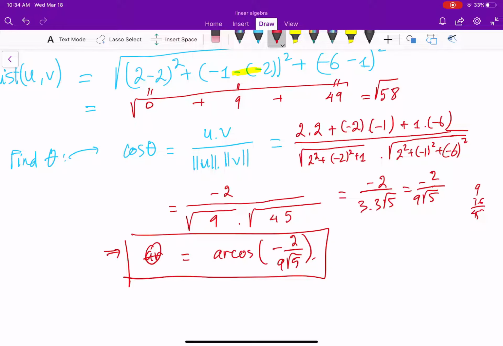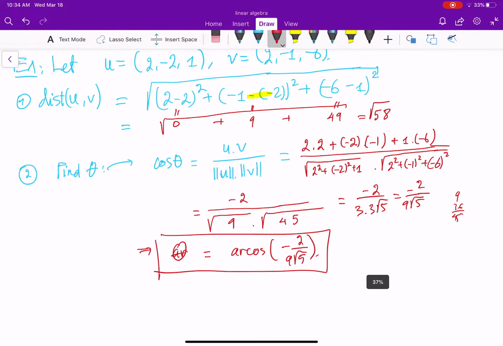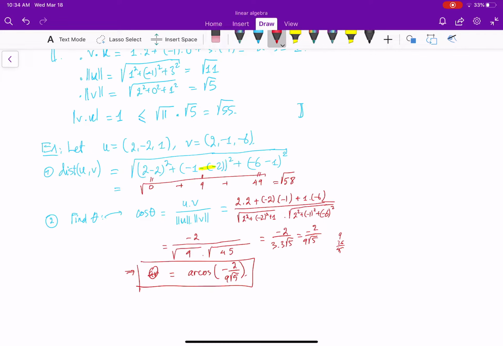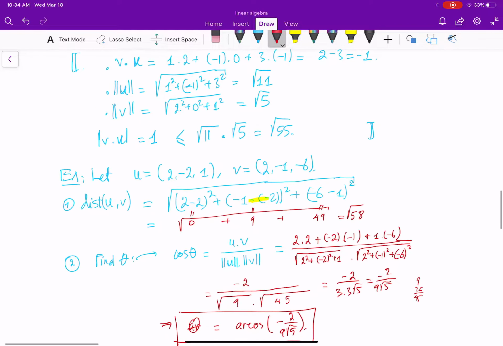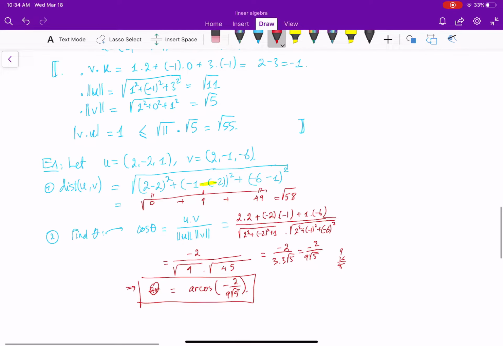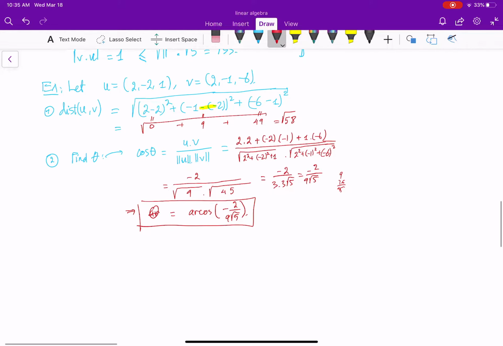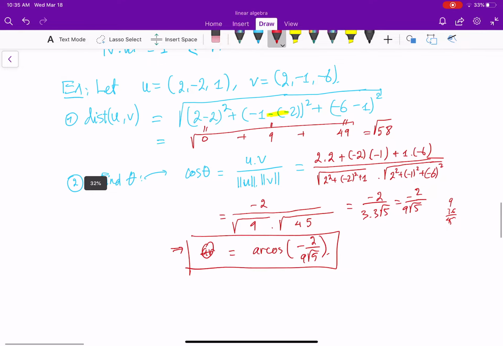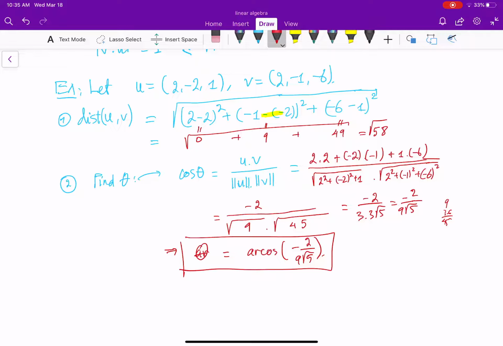So we finished section 5.1 on the length and the distance between two vectors. Of course, these two vectors are not orthogonal, right? Because the dot product is not 0.